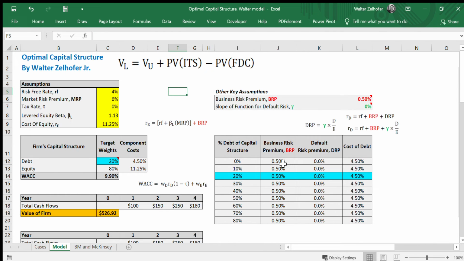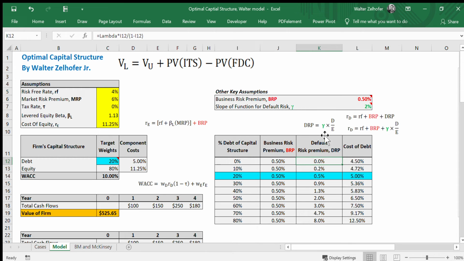It's also likely that lenders are going to charge a higher and higher interest rate as the company borrows more and more money. And a simple way to estimate that is this. We just take this green letter lambda times the debt to equity ratio. So let's say lambda is equal to 2%, 0.02. What happens is the debt to equity ratio, which is the weight in debt divided by 1 minus the weight in debt, because 1 minus the weight in debt is, of course, the weight in equity. So the debt to equity ratio times lambda is just one way to estimate the default risk premium.